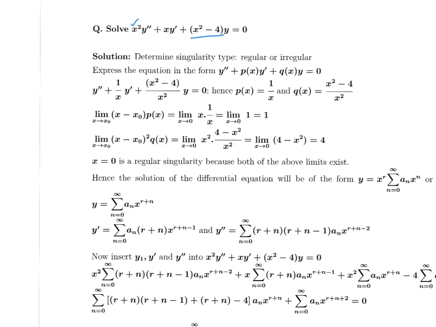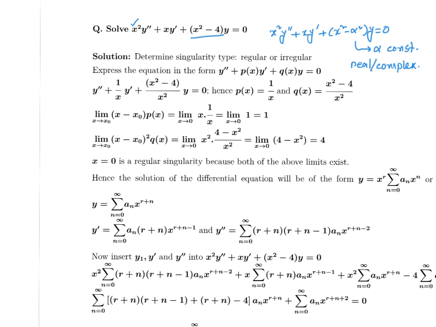This differential equation actually has a special name. It's called Bessel's equation, which has the following structure: x squared y double prime plus x y prime plus (x squared minus alpha squared) times y is equal to 0. Here alpha, by the way, is a constant, and this constant could be real or complex.